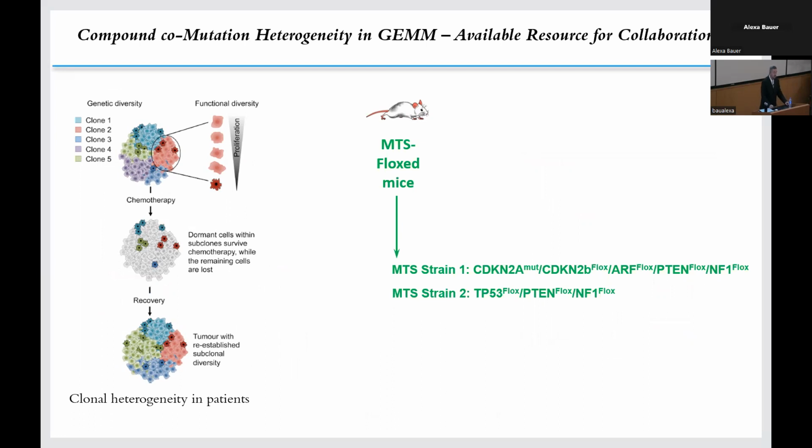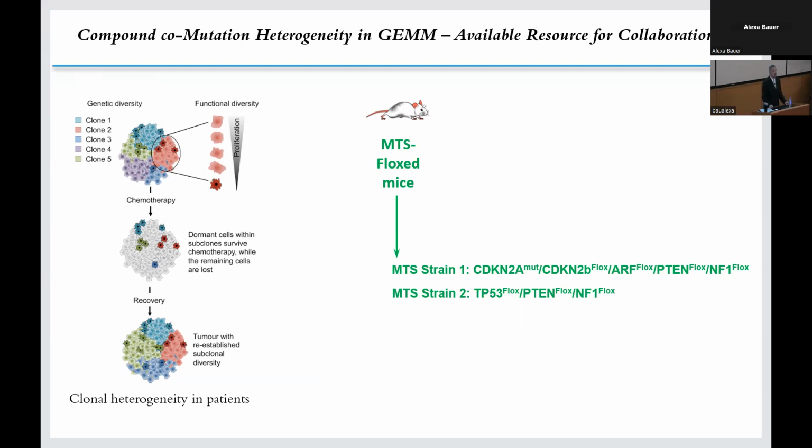This mouse colony currently is at the breeding core here at CU. The concept here is to combine the multiple tumor suppressors that are commonly found in patient samples. We have a number of strains. I would highlight the cell cycle regulators, CDKN2A and B, and ARF, which is upstream or a regulator of P53. Then combining this with PTEN, which represents PI3K signaling, and NF1, which represents the EGFR KRAS type of models.